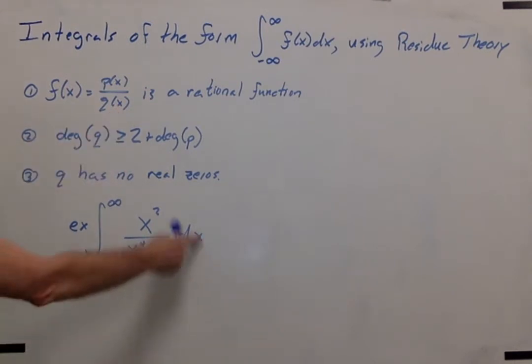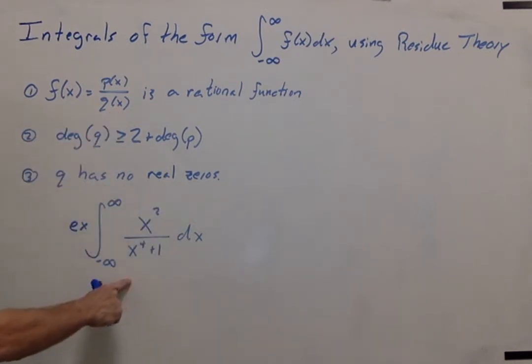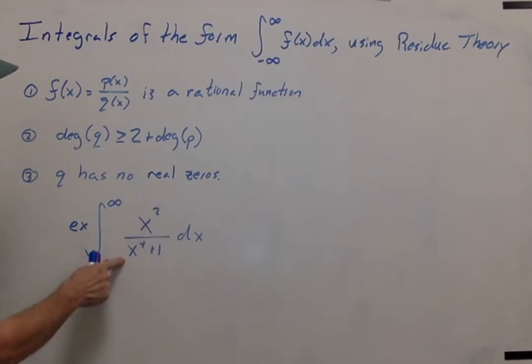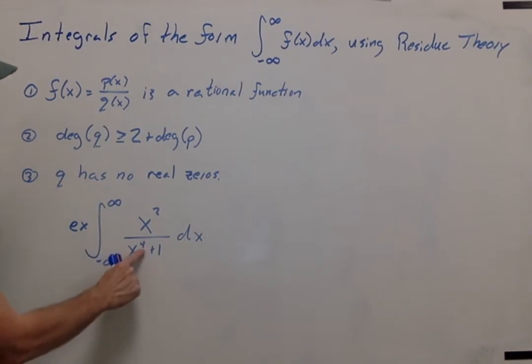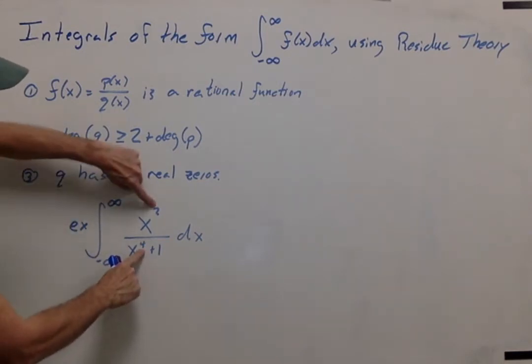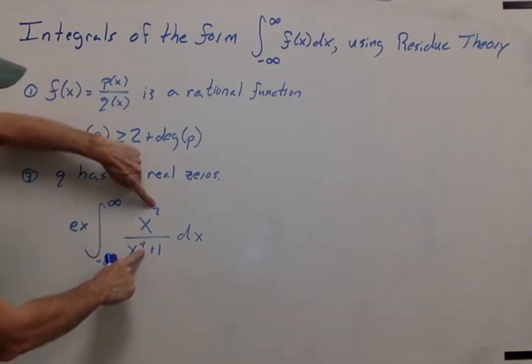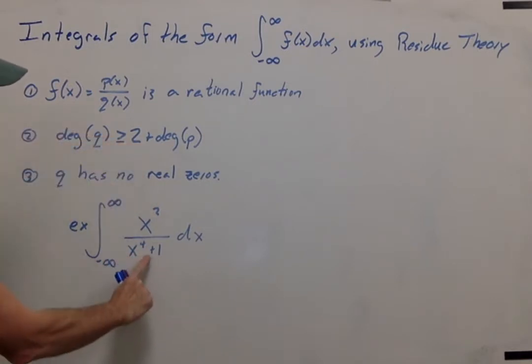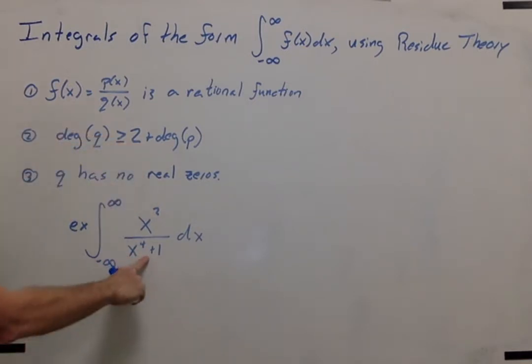So an example of that would be an integral of this type. Notice that the integrand is a rational function, polynomial over polynomial. The degree of the denominator is at least 2 bigger than the degree of the numerator. And x to the fourth plus 1 is never equal to 0 for real numbers x.